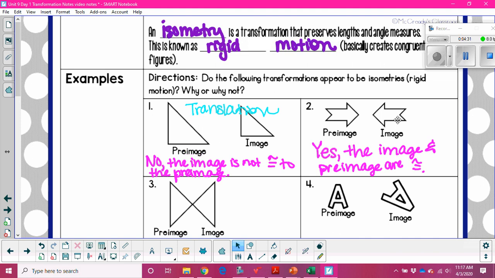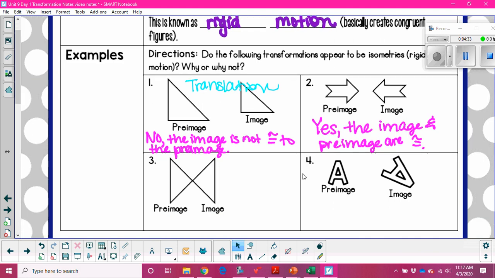Okay, so looking at number 3, you have your pre-image here on the left and your image here on the right. They are exactly the same size. They have the same angle measures and the same length of their sides. So this means that it is an isometry because the side lengths were preserved as were the angle measures. So yes, because the image and pre-image are congruent.